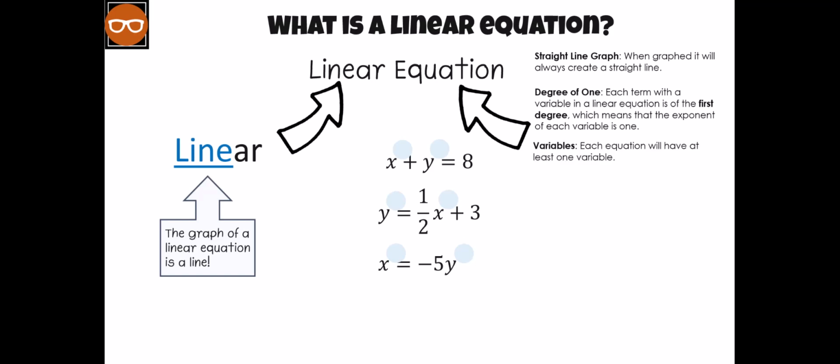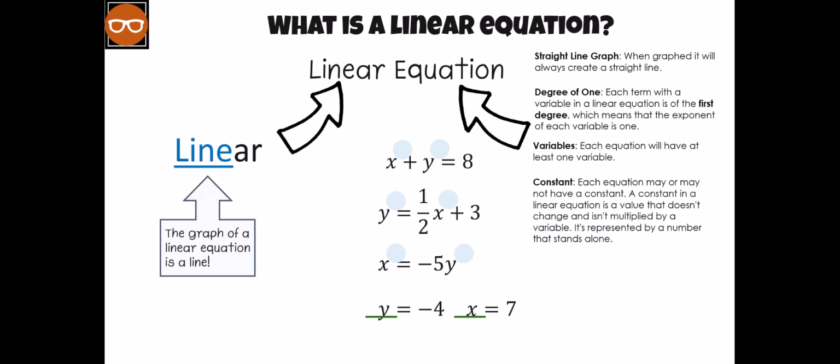Variables. Each equation will have at least one variable. And in the ones we've looked at, we have an x and a y. But we could have something like y equals -4. We have at least one variable, and that's y. x equals 7. We have at least one variable, and that's x. Now notice these are both to the first power. So these are considered linear equations.